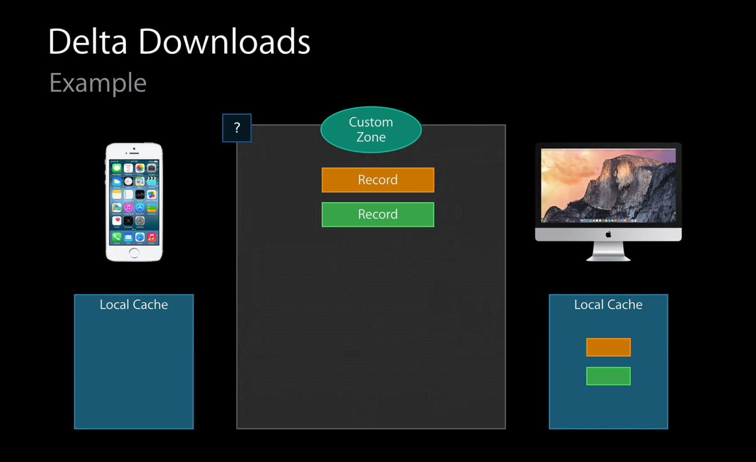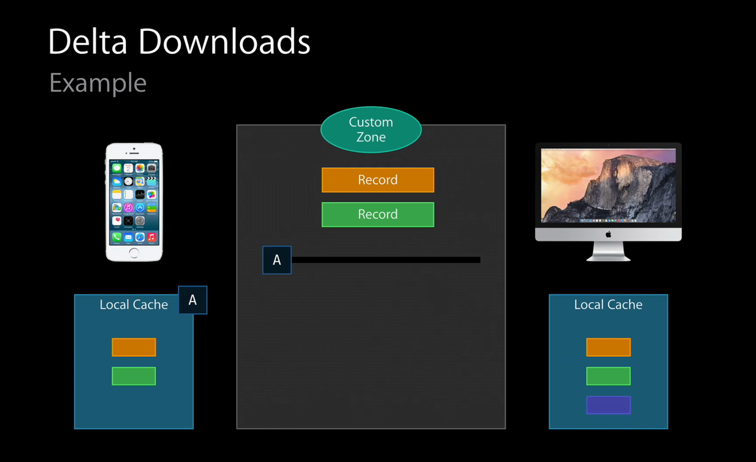So the server is going to take that nil change token, send down the orange record and green record. The phone is going to save them into its local database. And then the server is going to send down a new change token. In this case, it's change token A. And that means that the records you have are all from state A. If the phone came back again with change token A, the server will go, well, I don't have anything for you. A is good enough. There's nothing to download.